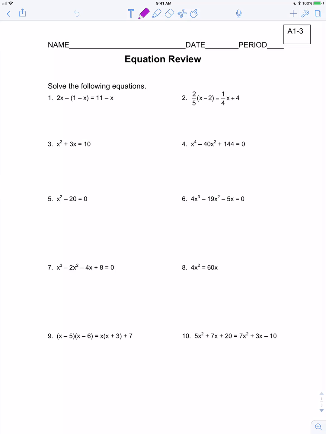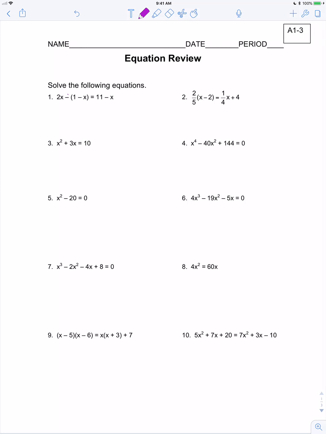All right, so today we're going to go over solving some equations and reviewing that just a little bit. So I'm just going to pick some various ones here that are on your homework and actually just work those out for you. All right, so first off, I'm going to do number 1.